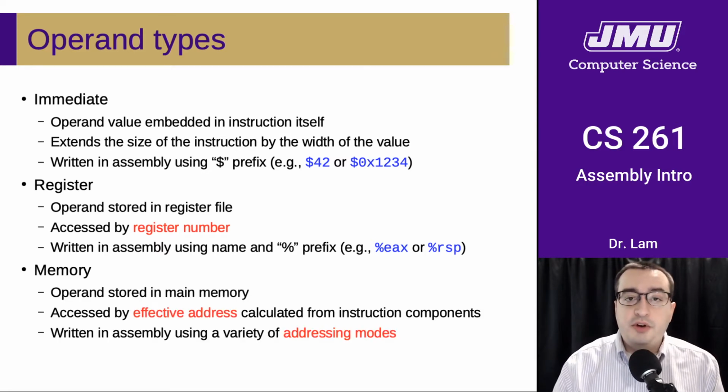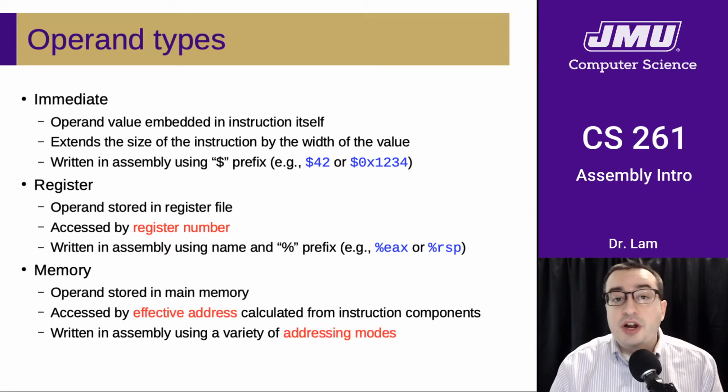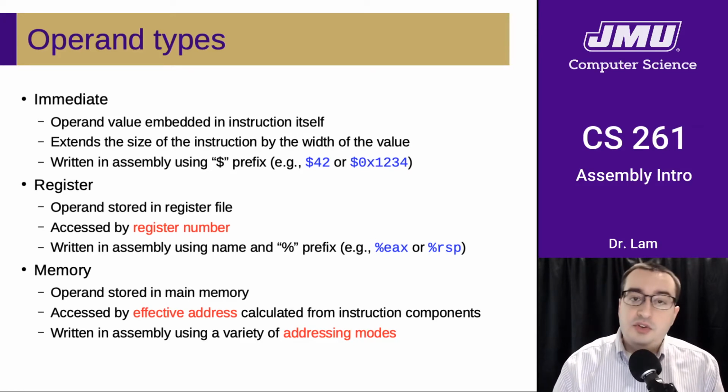The third type of operand is our memory operands, and these are operands that are stored out in main memory, and we access these via their address, as you might imagine. Sometimes we'll use just the raw fixed address, but more often we'll access these things by calculating an effective address based on the value of a register, or doing some sort of arithmetic operation in order to find the location in memory that we want to access.